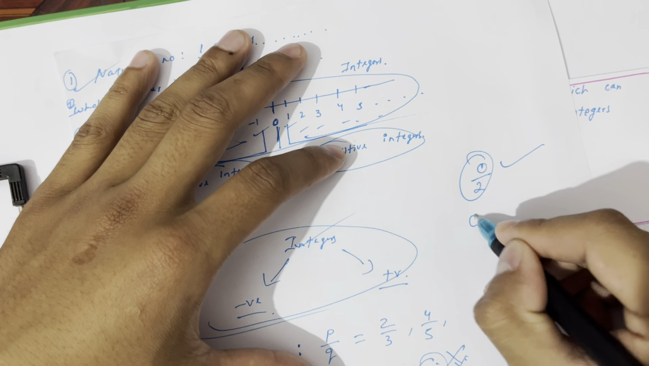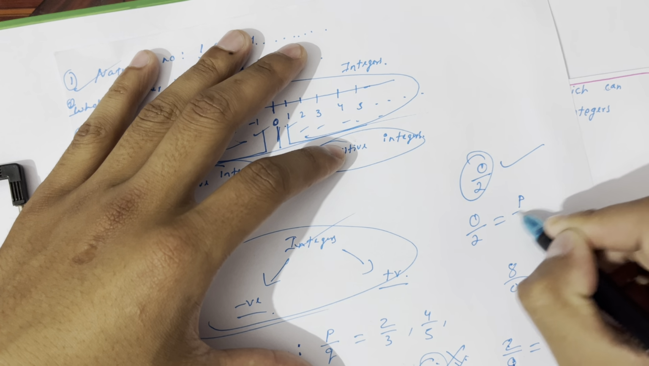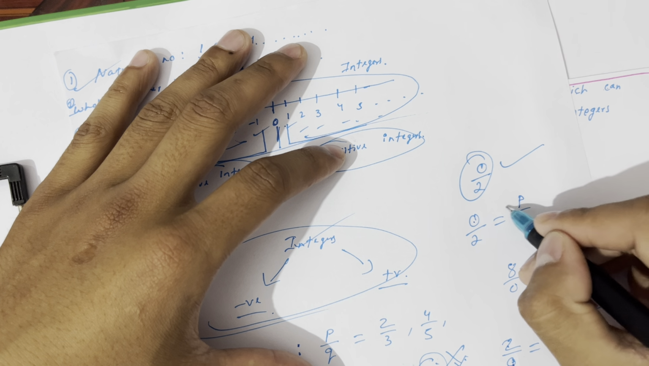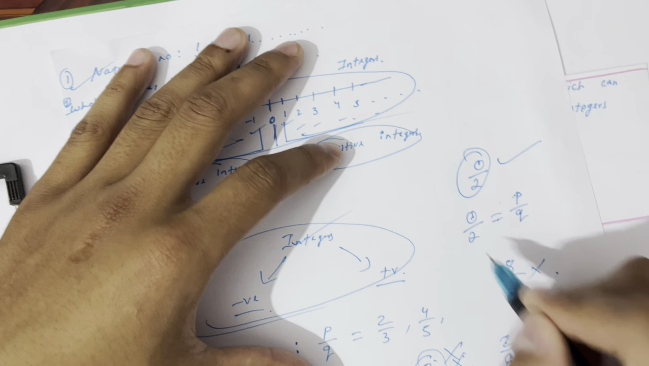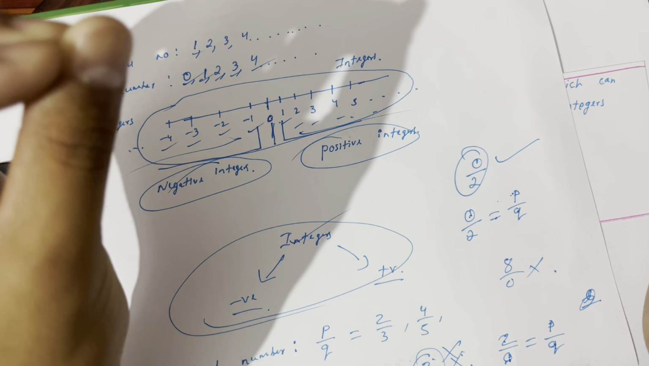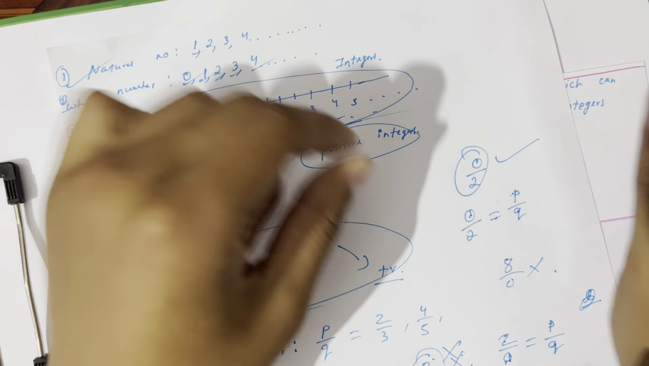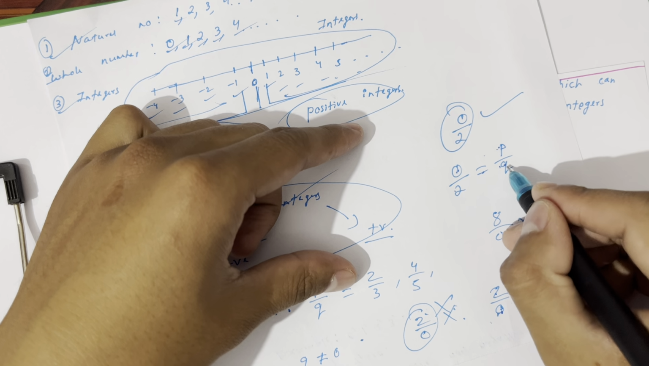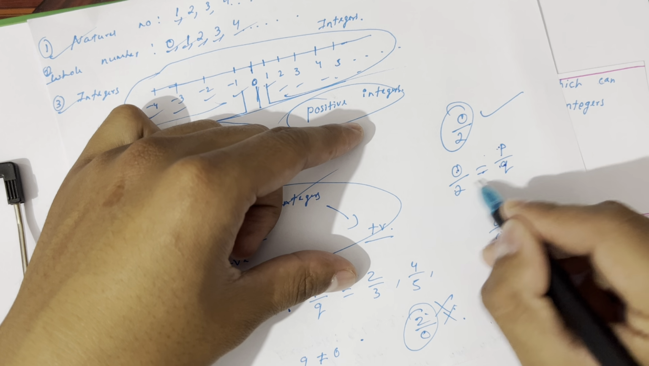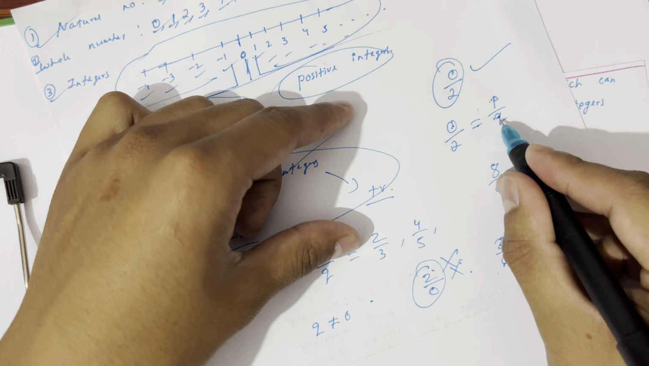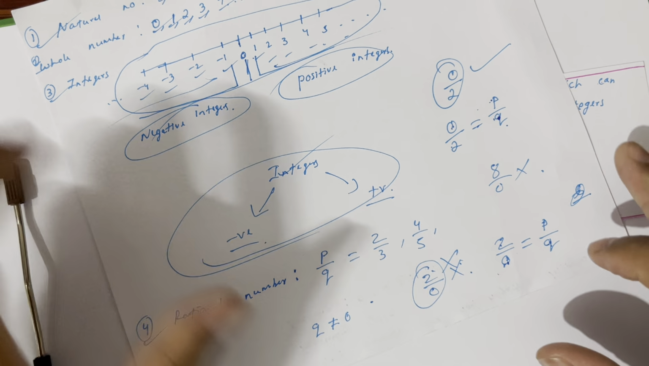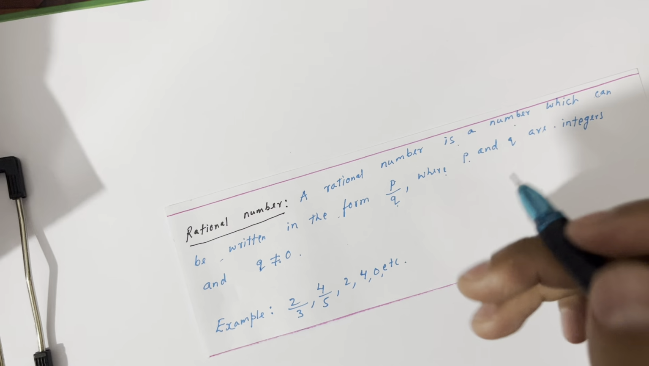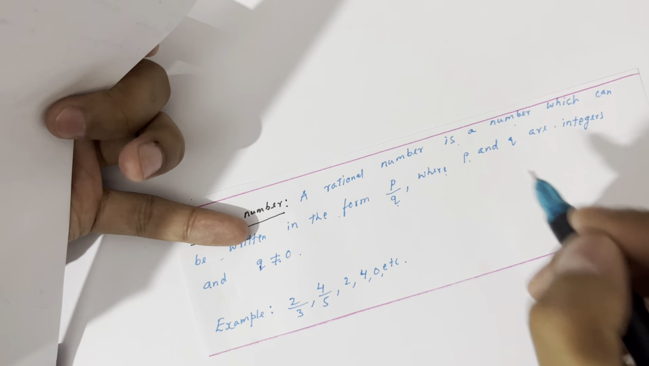Because why? 0 by 2 is p by q, with p equal to 0 and q equal to 2. Q should not be equal to 0, so q is not equal to 0. Okay, remember the condition that q is not equal to 0.